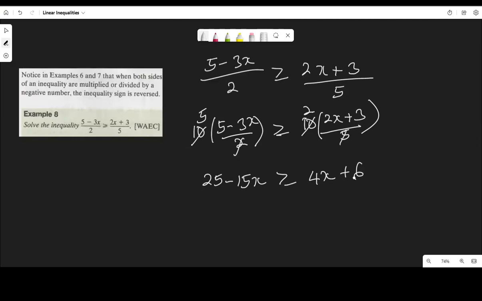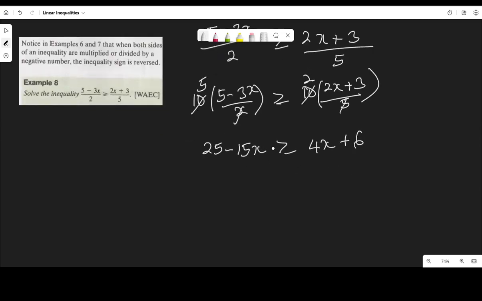3 is 6. Collecting like terms, this negative 15x and 4x are alike, so bring them together. That will be negative 15x. This is plus 4x. When it crosses the sign of inequality, it becomes minus 4x. And this 6 right here, this 25 also will cross over to the 6. This is plus 25. When it crosses this sign, it becomes minus 25. Now negative 15x minus 4x is negative 19x, greater than or equal to 6 minus 25, which is minus 19.